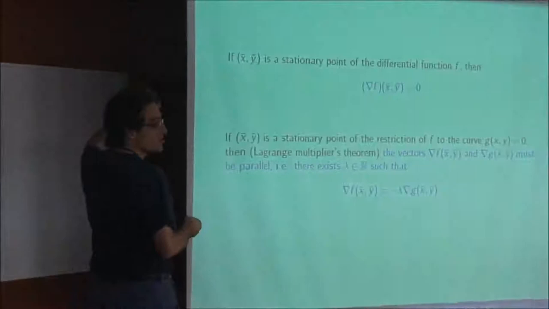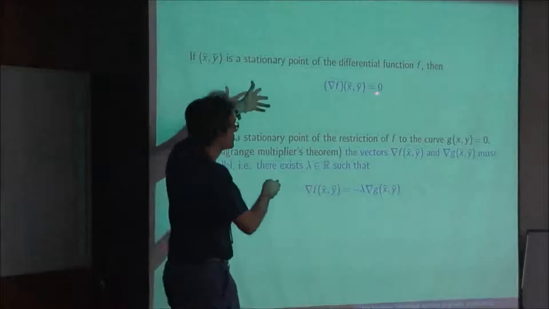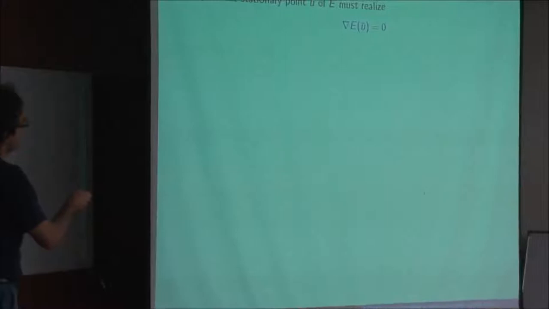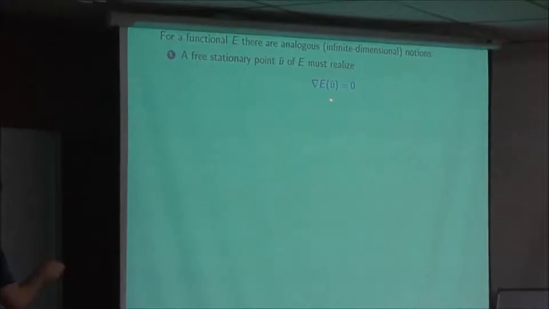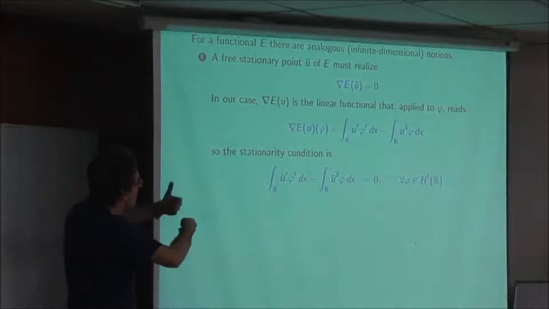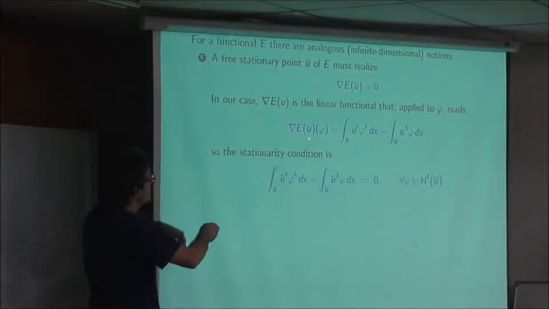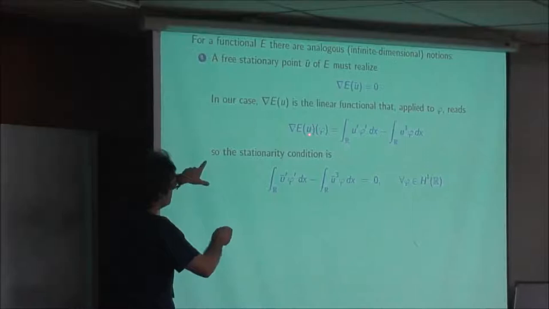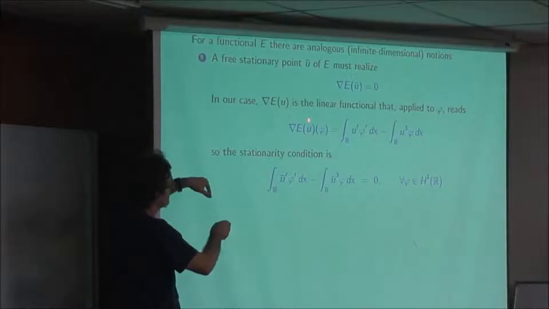The generalization to functionals is nothing but the generalization of this schema to infinite variables, if you want, to an infinite dimensional setting. This is the main idea. So now, a free stationary point is a function u bar. A free stationary point u bar of a functional E must satisfy that the gradient of E computed on u bar is equal to 0. But what is this gradient of E? The gradient of E we compute by evaluating the function on u plus epsilon phi. The differential of a function is a linear function, and the gradient of a non-linear function is a linear function, whose action on phi is the following.